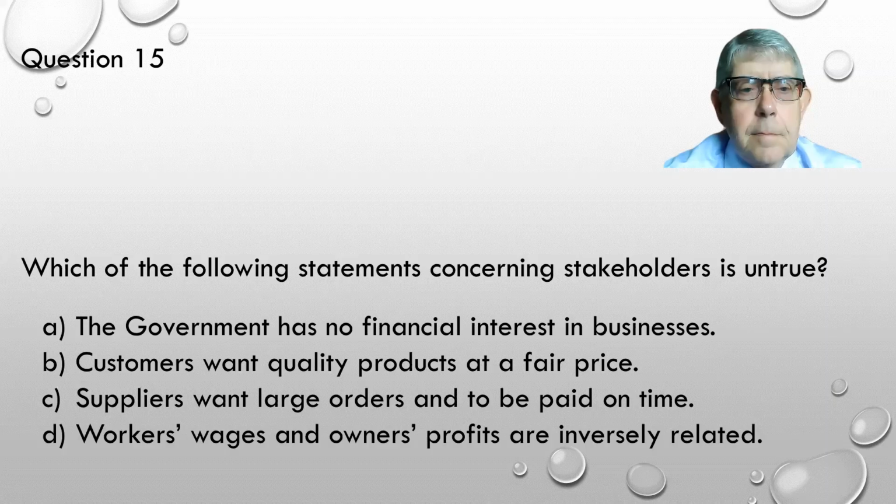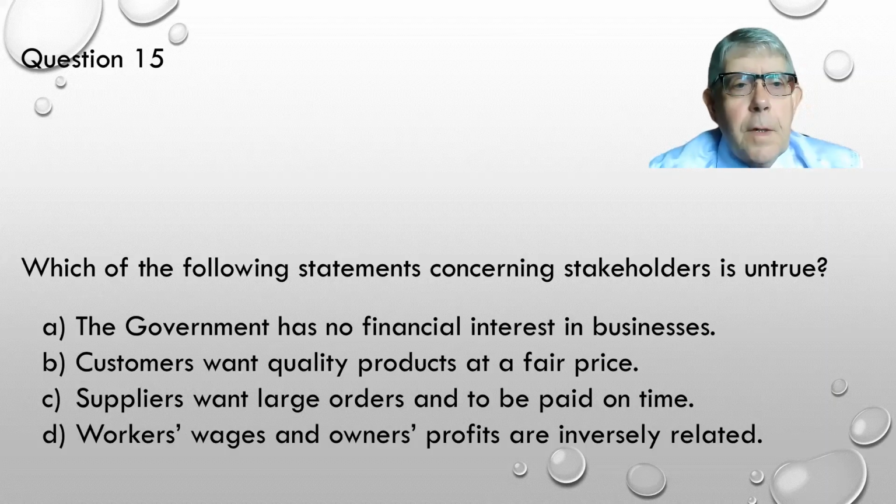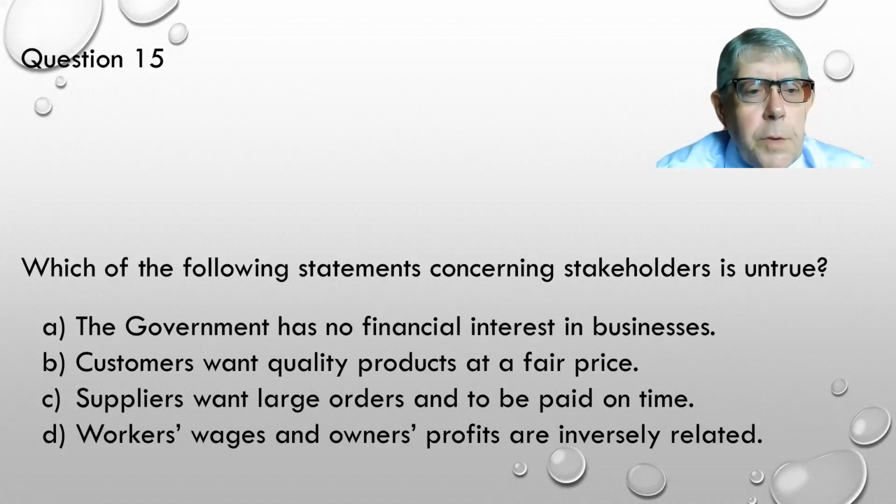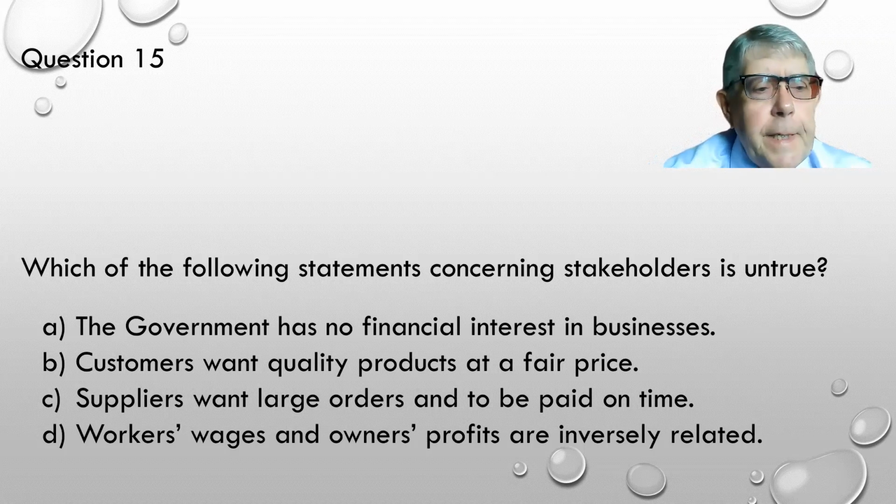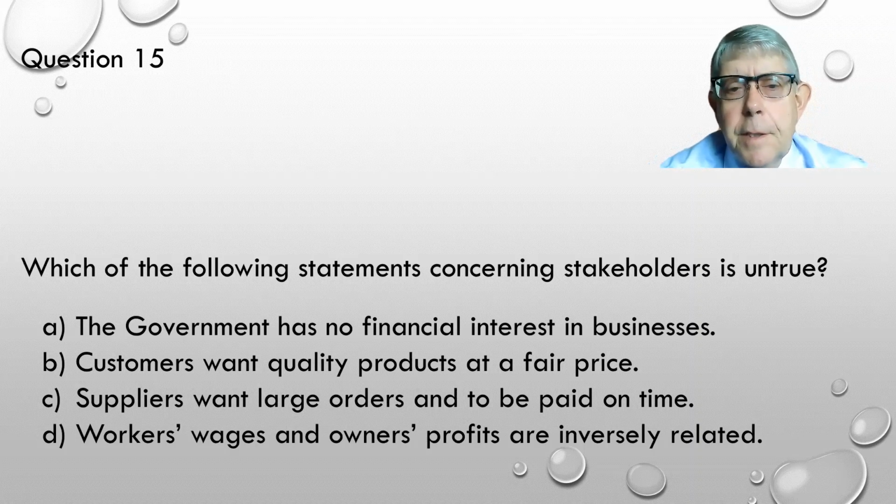Finally, question 15. Which of the following statements concerning stakeholders is untrue? A, the government has no financial interest in businesses. B, customers want quality products at a fair price. C, suppliers want large orders and to be paid on time. D, workers' wages and owners' profits are inversely related.